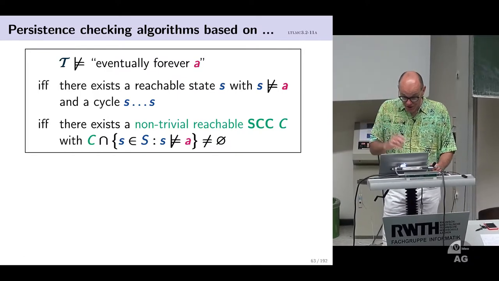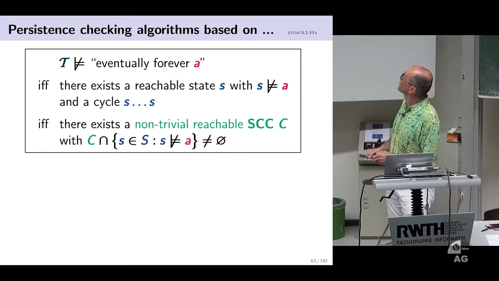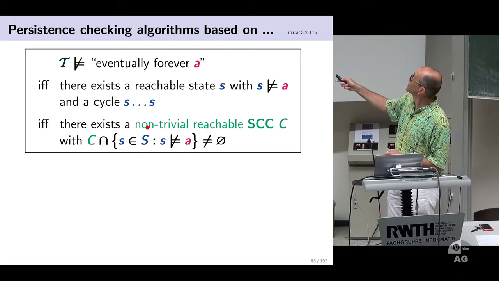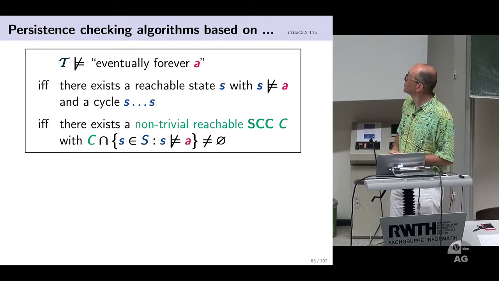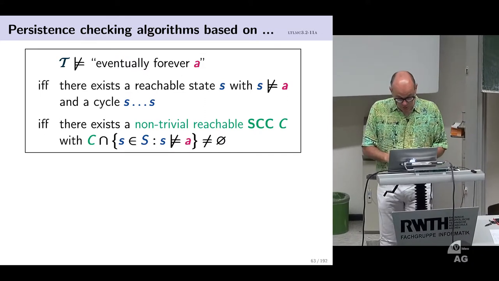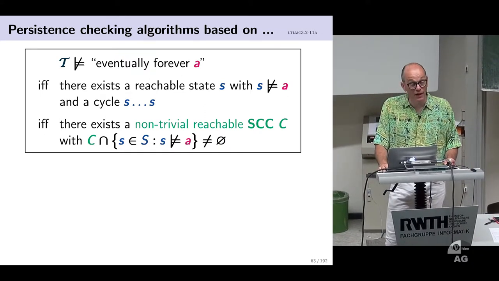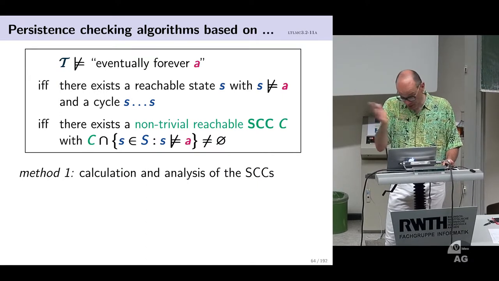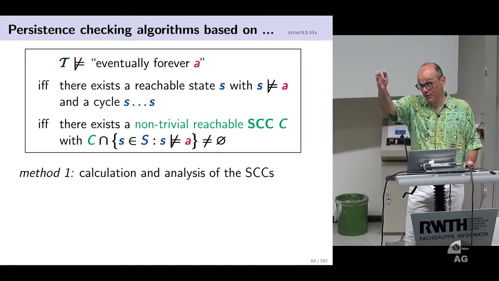Okay, so that's what we just have seen. We can check whether T violates this property if and only if there exists a non-trivial reachable strongly connected component that contains at least one state violating A. Good. So one method is just to calculate the strongly connected components and analyze them. Sorry, there was a question.